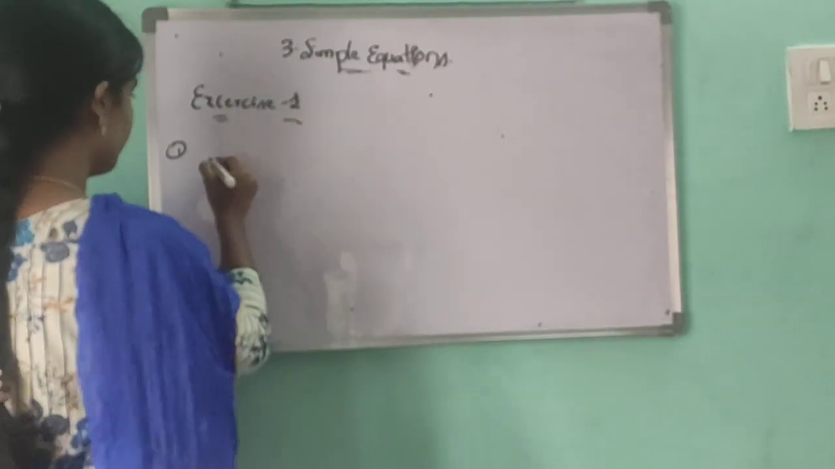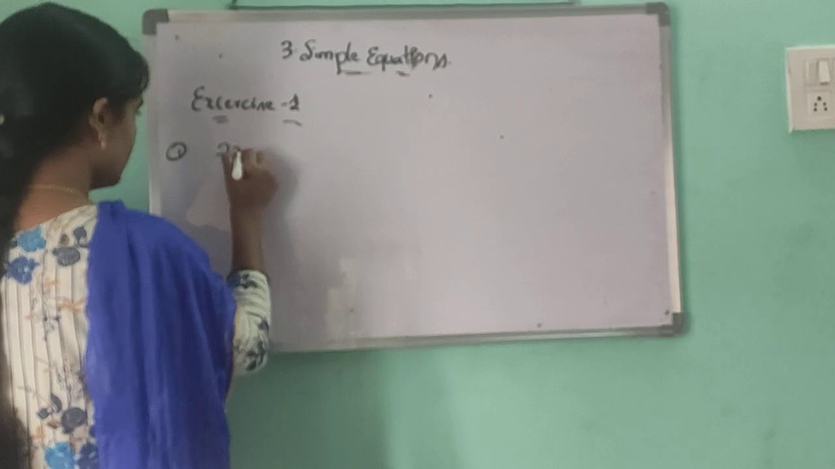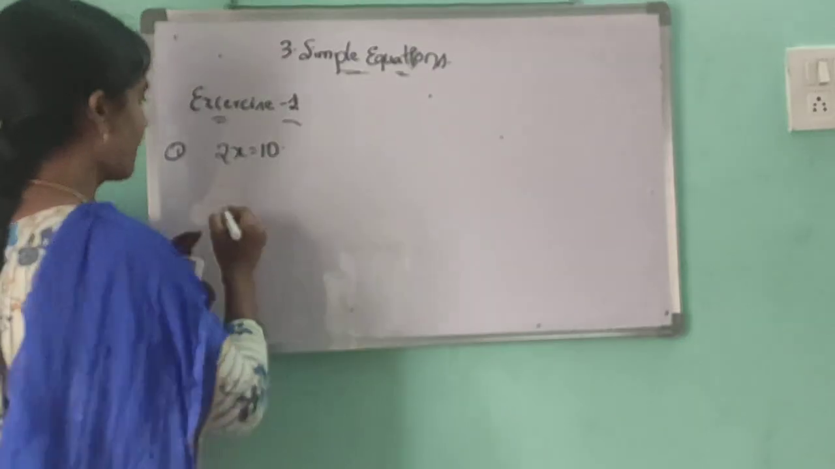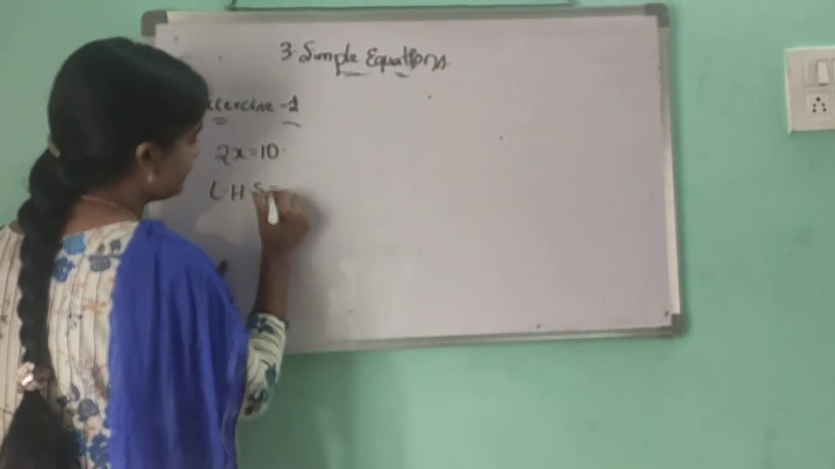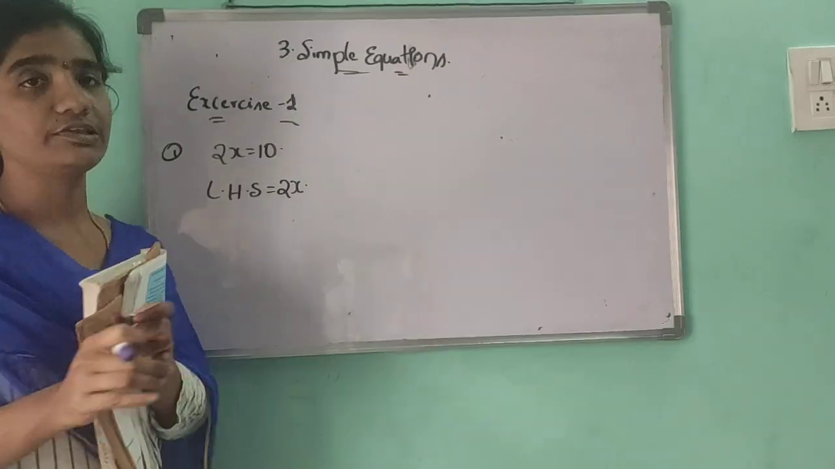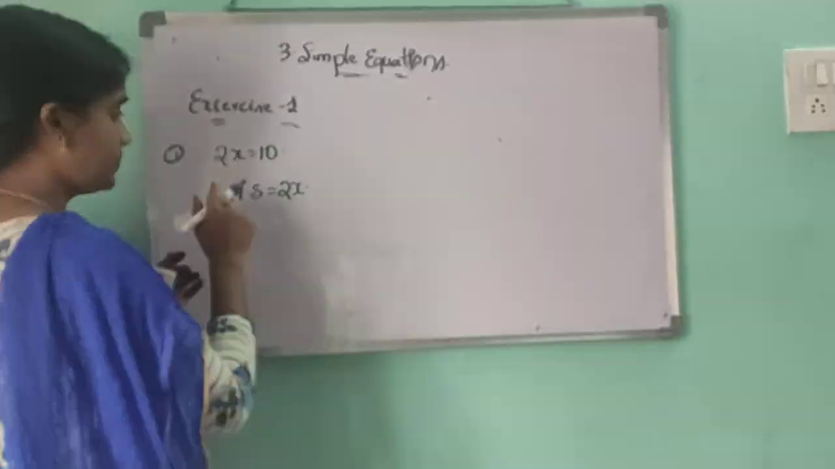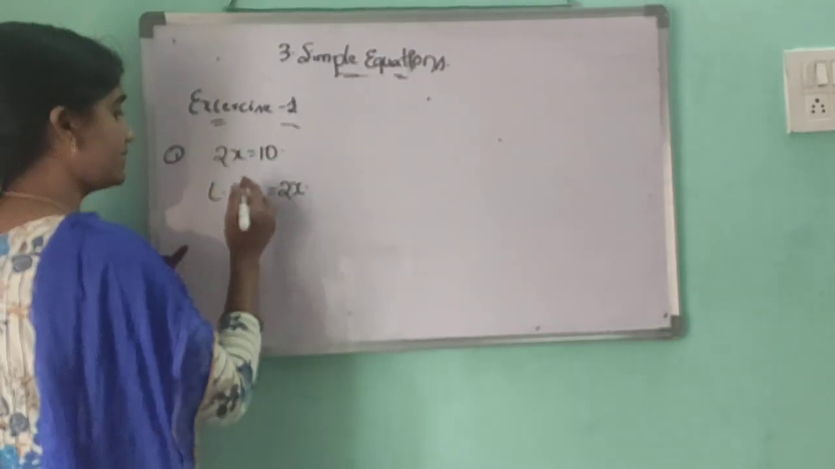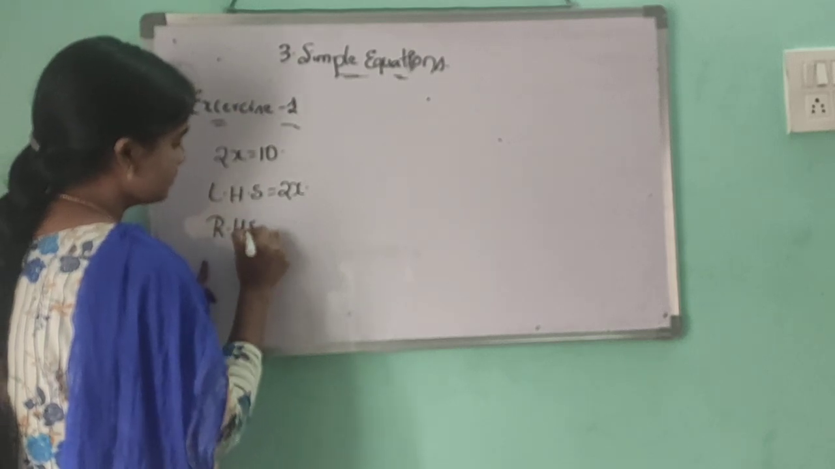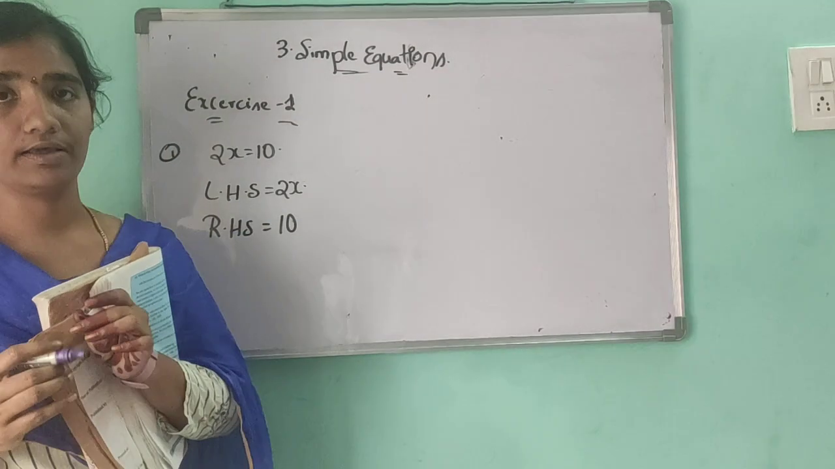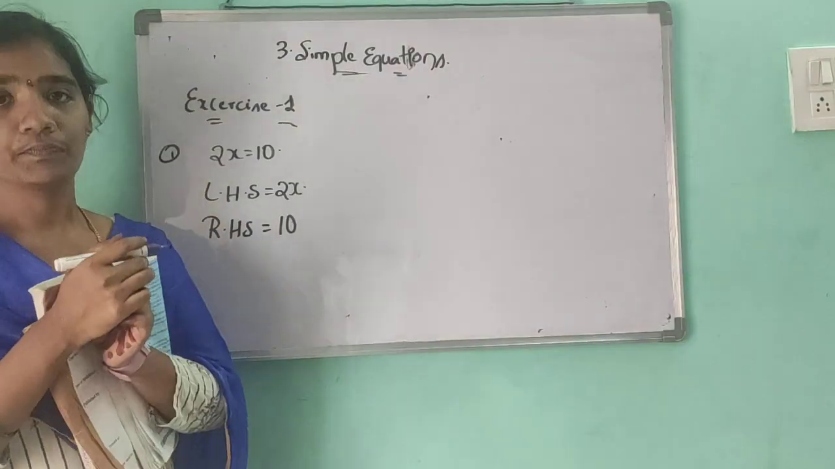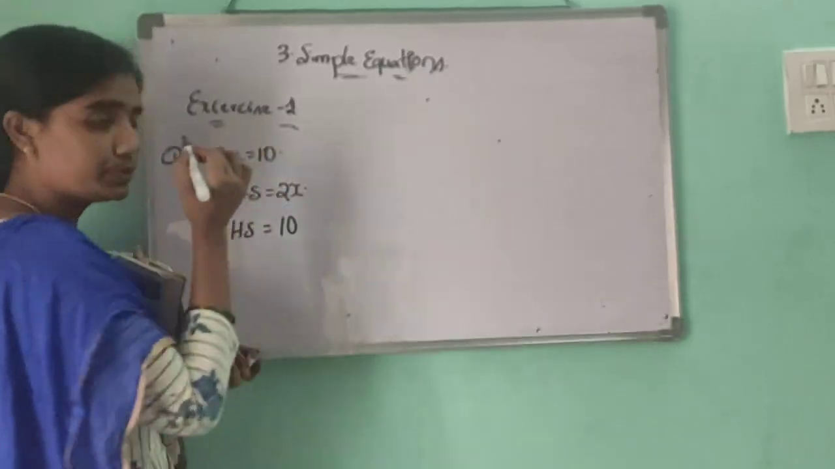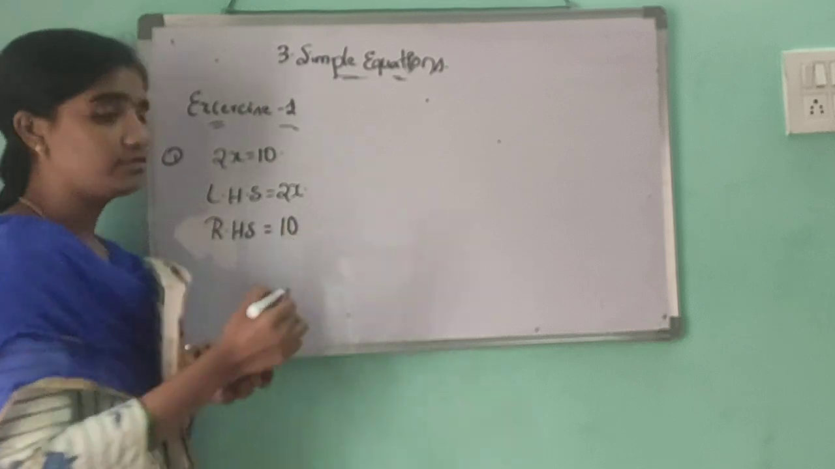So here, the first sum: 2x equal to 10. Here LHS equal to 2x. The expression on the right hand side is 10. In this expression, the left hand side of the equal sign is 2x and the right is 10. That means LHS is equal to 2x, RHS is equal to 10.